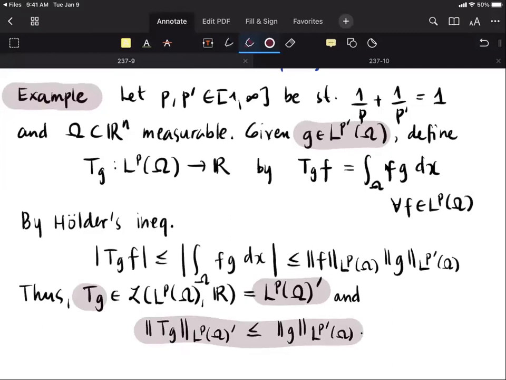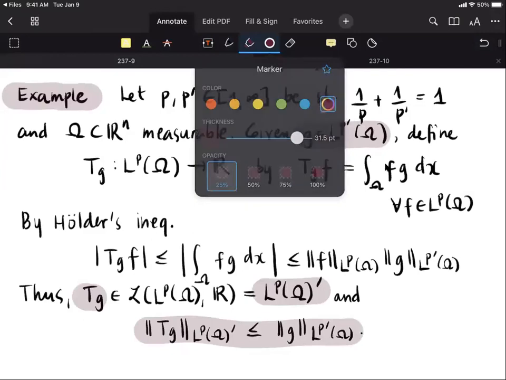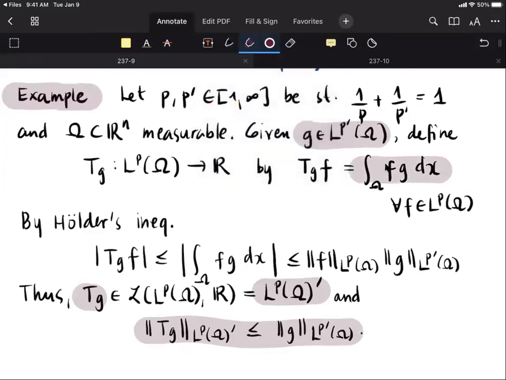And one would like to ask, given an element in the dual space of L^p, is it possible to represent the element in the dual space by such an integral for some g in L^p'? Well, the answer is affirmative, depending on the values of p. And we will discuss that in detail in future lectures.